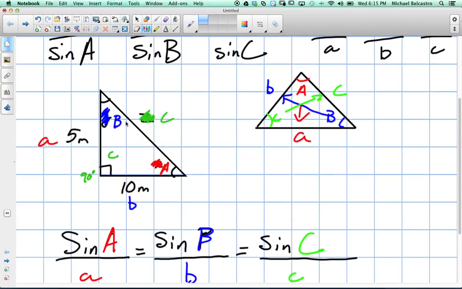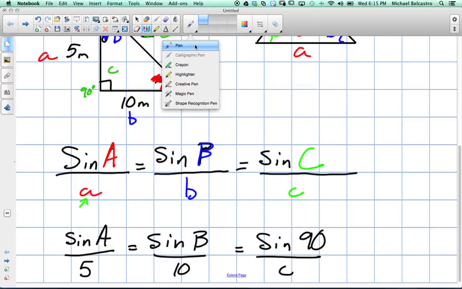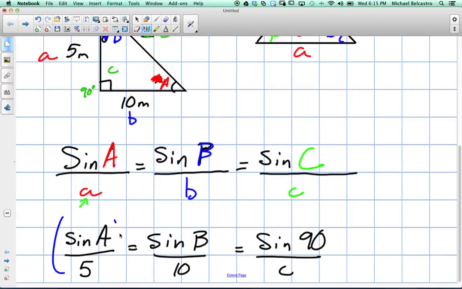Do we know angle B? No. But do we know the side? Yes, it's 10. And that is equal to sine C. Do we know the angle of C? Yes, it's 90. Do we know the side C? No. The one rule with sine law is that in order to use it, you have to have a complete ratio. In other words, I have to have at least one angle and its opposite side.